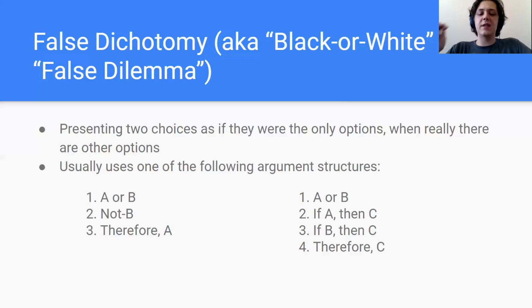The other argument structure is A or B, and if A, then C, and if B, then C. So therefore, either way, C. That's the Dalai Lama argument structure. Dalai Lama says there are two options. Either you can solve the problem or you can't. If you can solve the problem, there's no need to worry. If you can't solve the problem, then there's no help in worrying. So either way, you shouldn't be worrying, right? That's the Dalai Lama argument.